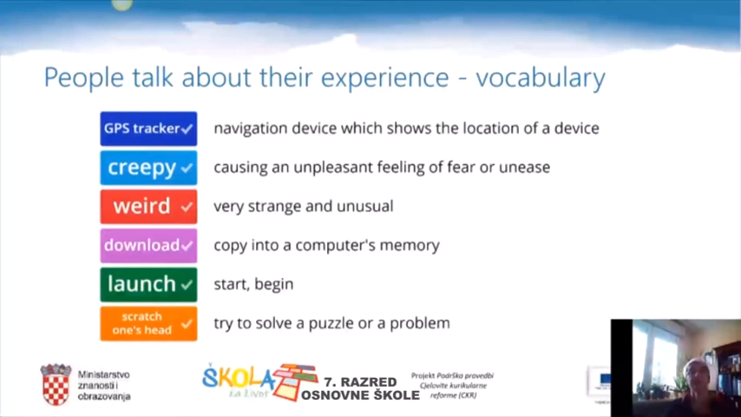Here it is. GPS tracker is a navigation device which shows the location. To be creepy means to cause that unpleasant feeling. Can you imagine you download an app and it does nothing? Just a blank screen, nothing happens. A weird app is a very strange, unusual app. To download means to copy it into your mobile phone, into your computer, to launch, to start.